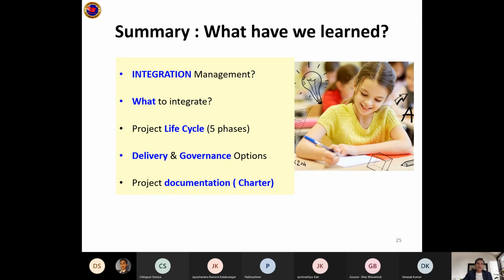So a business plan is a plan for the business that you're going to conduct, whereas a project plan is a plan for delivering a project, and a project charter is a plan for approving the project.